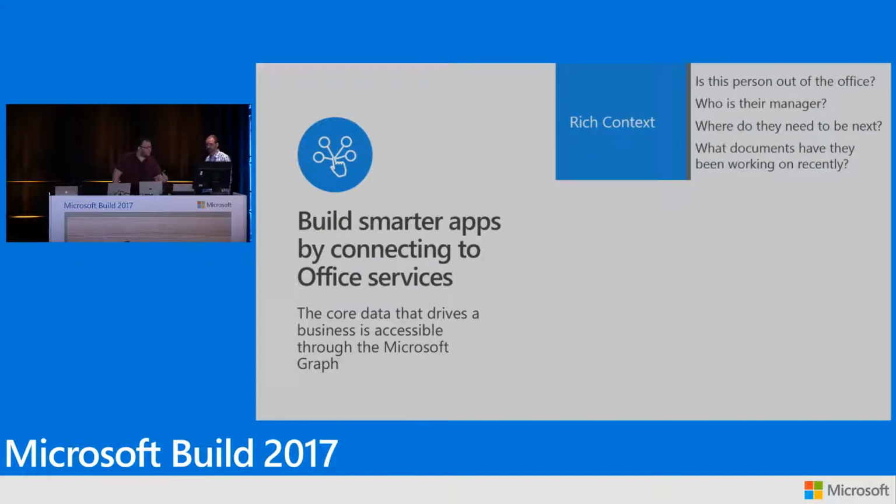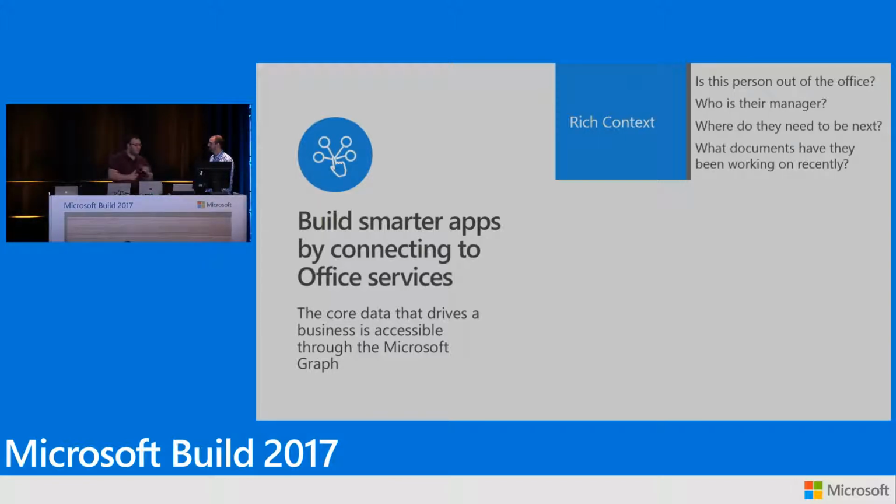So we really think about 3 different kinds of interesting scenarios you can start to build today by connecting to the graph and the set of Office services that back the graph. The first one is just a ton of rich content, right? And context about all the people that are represented in the graph. Like, is this person out of the office? I might have an app that wants to execute a workflow, and it can tell, oh, Tristan's out of the office, so that workflow should automatically be routed to his manager. Well, that means I need to know who my manager is.